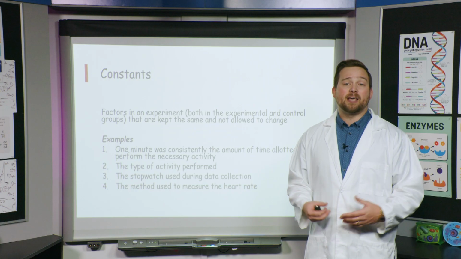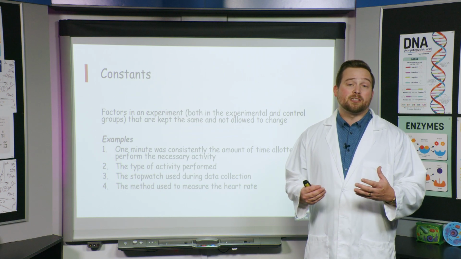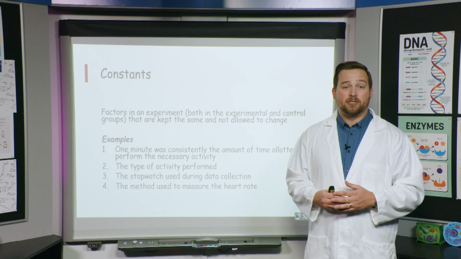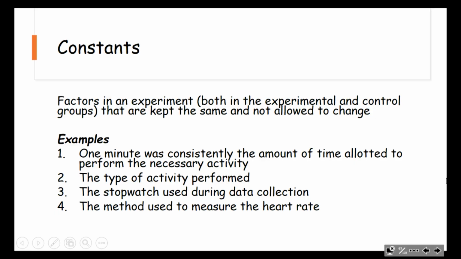Okay, last thing is a constant. Now, just like the name suggests, a constant is something that you're not going to change from one trial to the next. So this is a factor in an experiment, both in the experimental and control group, that is kept the same and not allowed to change. Here would be some examples. If we're doing that experiment about how exercise affects your heart rate, we always want to have these things constant. We would want 1 minute to be consistently the amount of time allotted to perform the necessary activity.